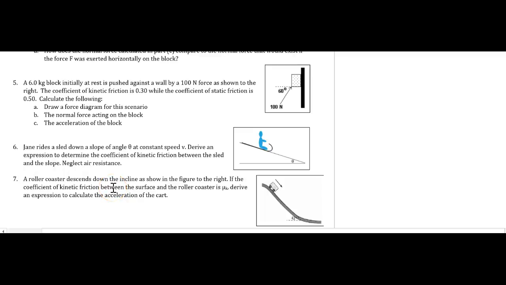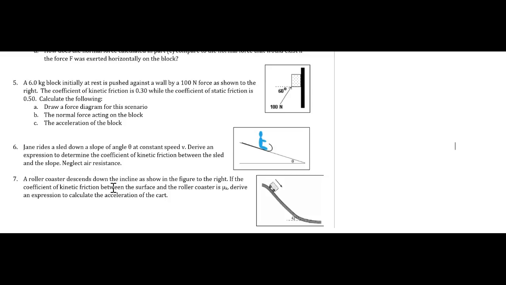Alright, problem number 5. A 6-kilogram block initially at rest is pushed against the wall by a 100 Newton force as shown. The coefficient of kinetic friction is 0.3 while the coefficient of static is 0.5. Draw the free body diagram.